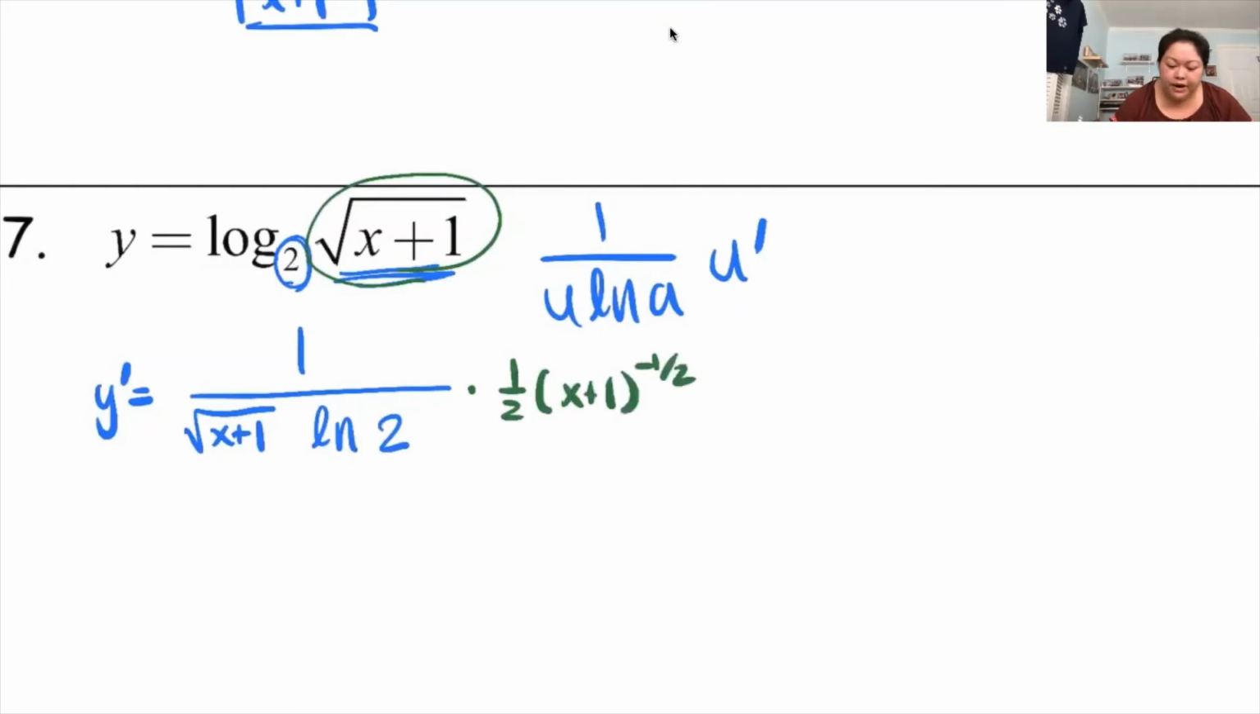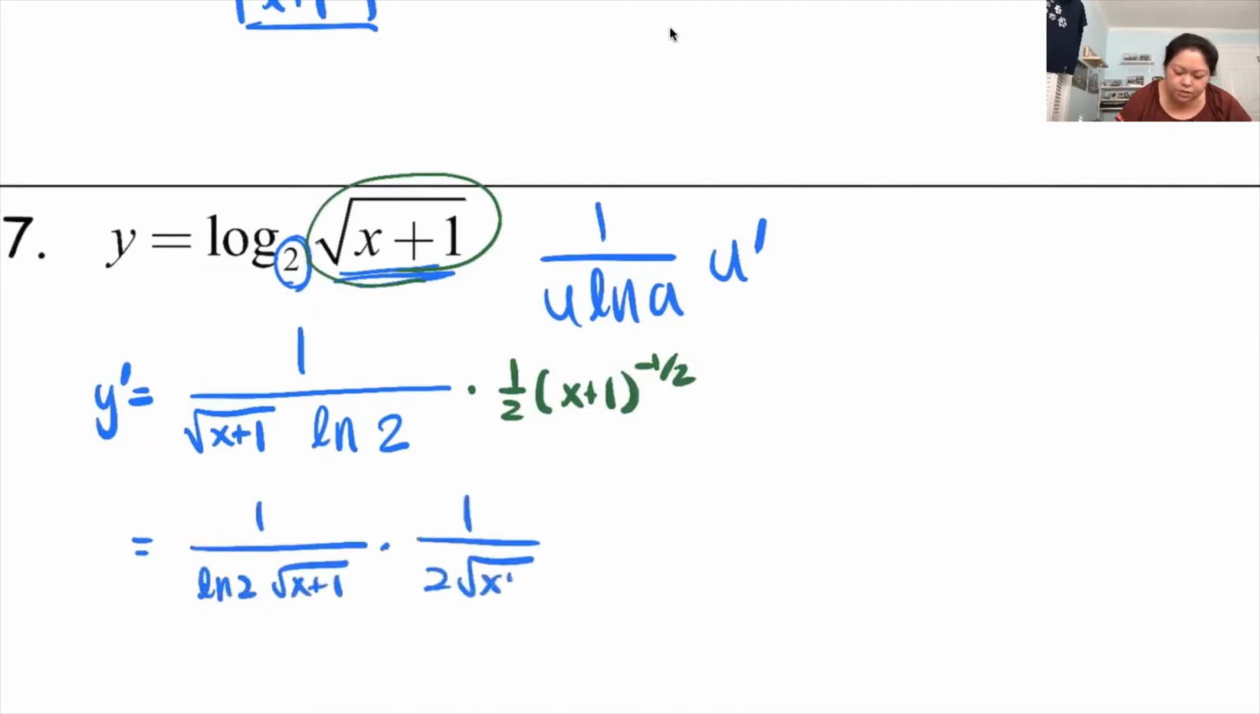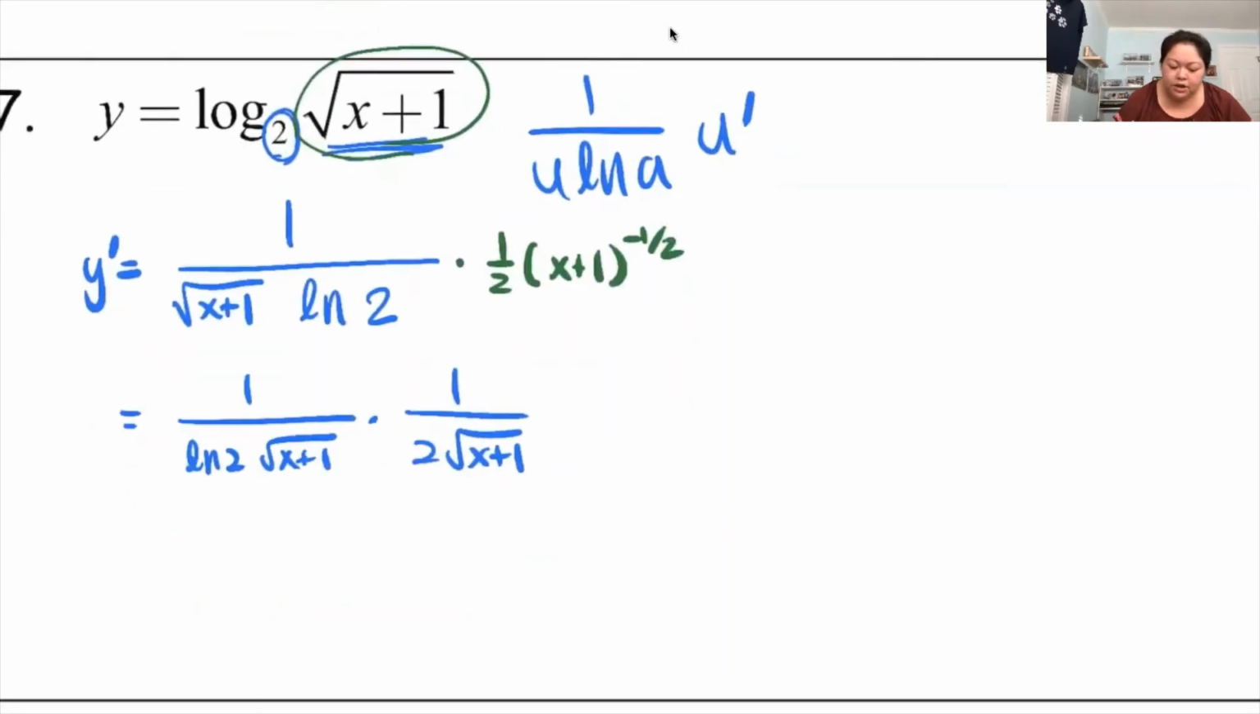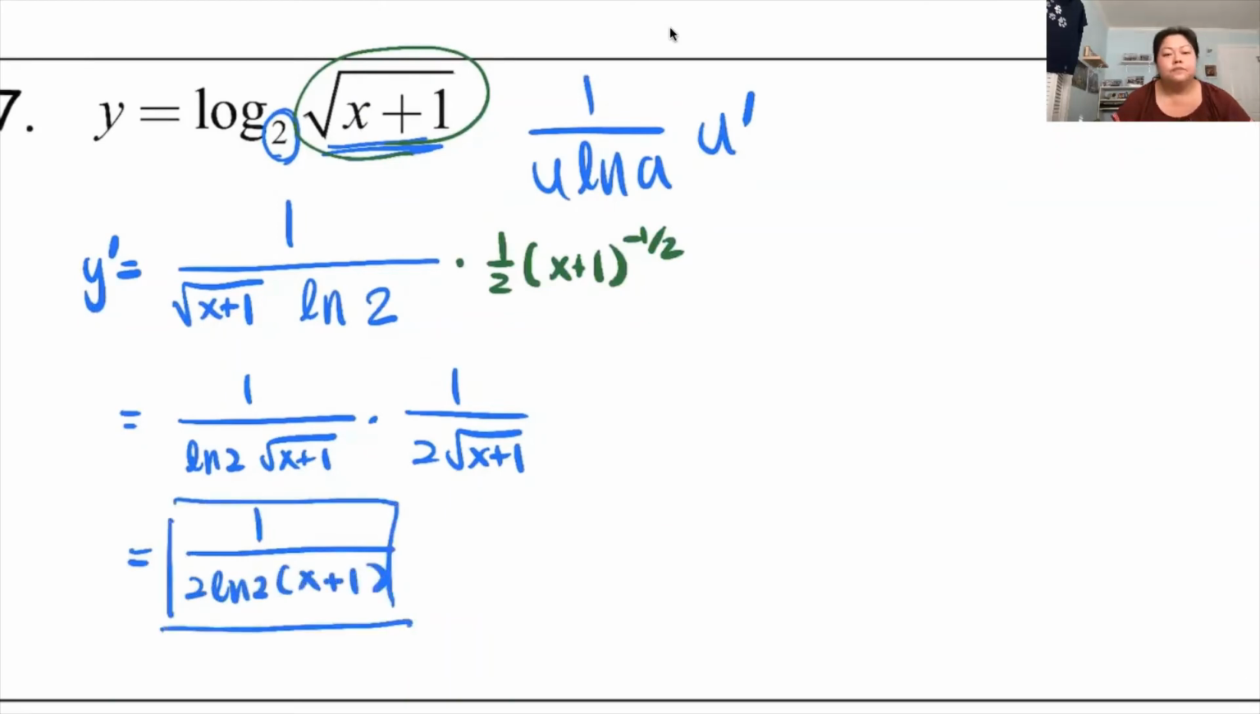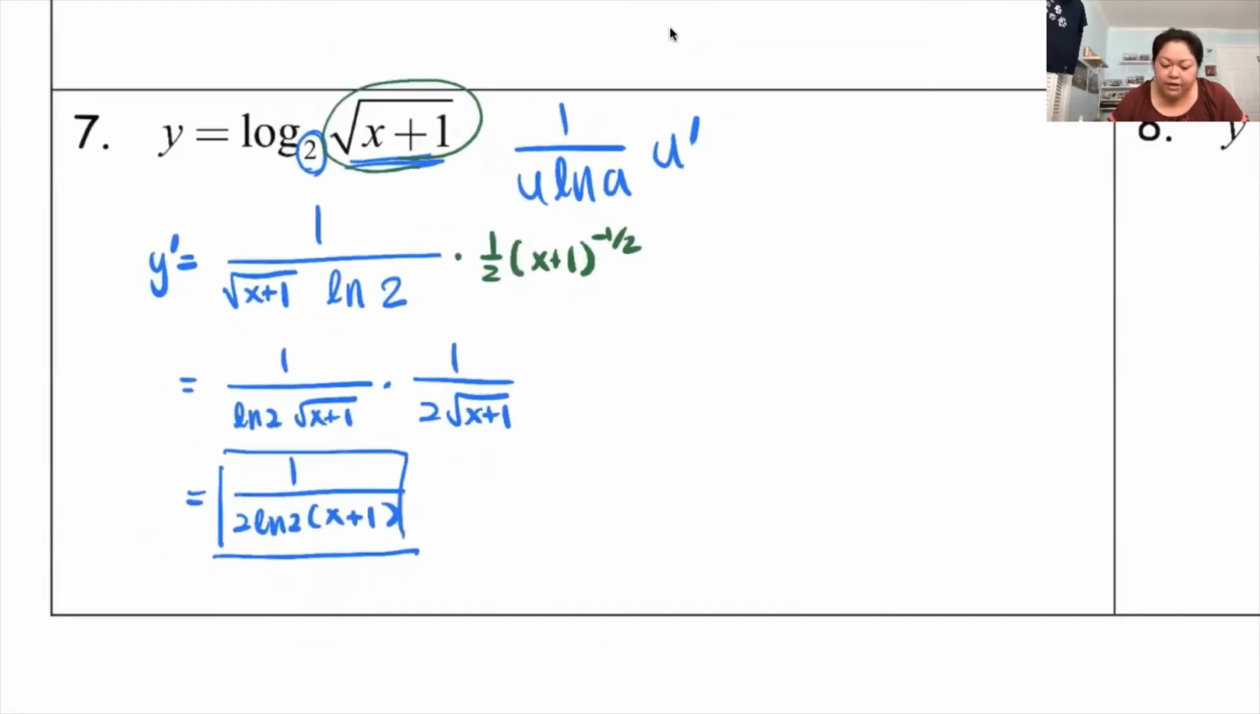Okay. All right. Now let's clean up. This is the calculus portion over. Now let's do cleanup. You have 1 over natural log of 2 root x plus 1 times 1 over 2 root x plus 1. That's multiplication. So then it's really nice because now you have 1 over 2 natural log of 2 times x plus 1. And that will be your final answer. Okay. All right, how would you do it without the formula?